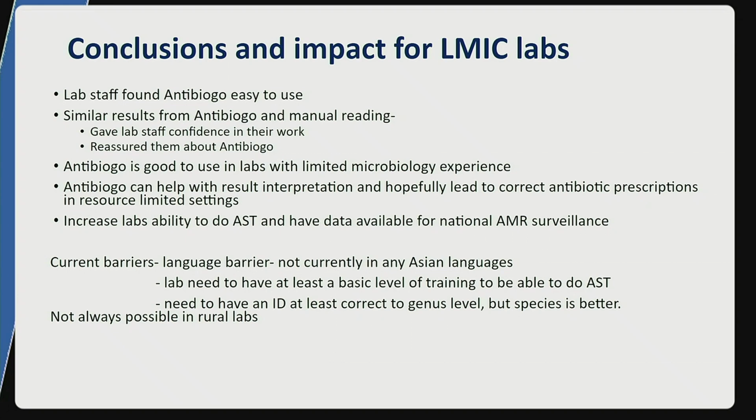You still need to have labs with at least a basic level of training to be able to do the initial AST plates. And you also need to have an ID at least correct to genus level, but species is, of course, better, which is not always possible in rural labs. Overall, though, the lab teams were really happy to use Antibiogo and be a part of this study and are excited to see where this leads to in the future. Next slide, please.